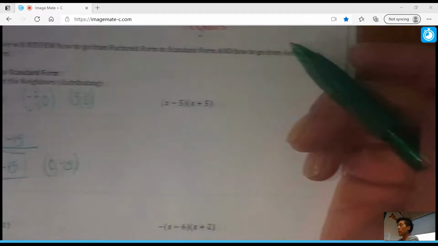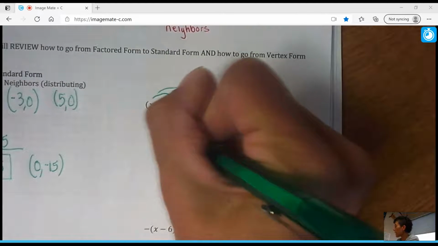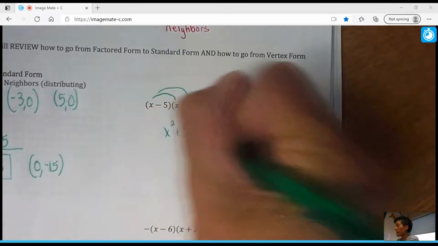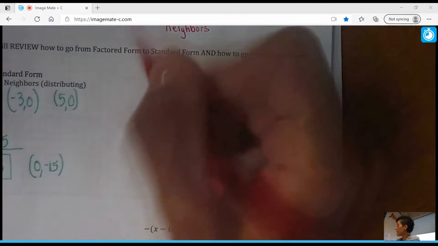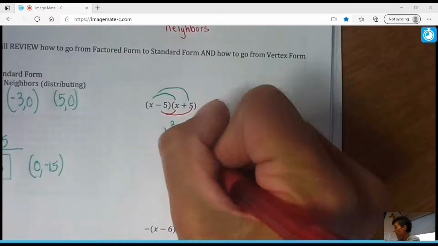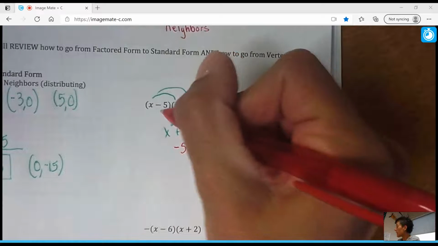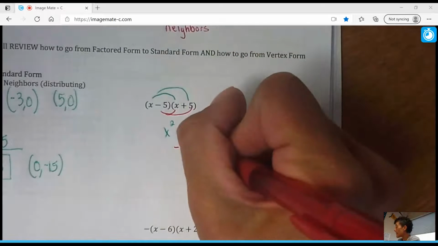All right, in the next one, let's have the neighbors meet the neighbors. So x goes to meet everybody first, and you get x squared plus 5x. And then this negative 5 is going to go meet everybody, or distribute, and you get a negative 5x, which I stack under the 5x because they're like terms. And when negative 5 meets 5, it's negative 25.